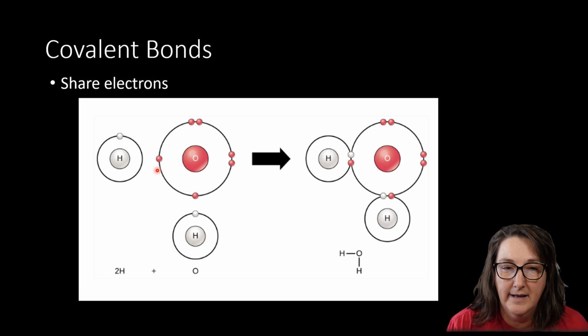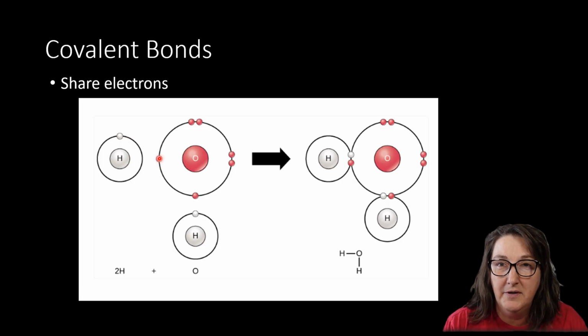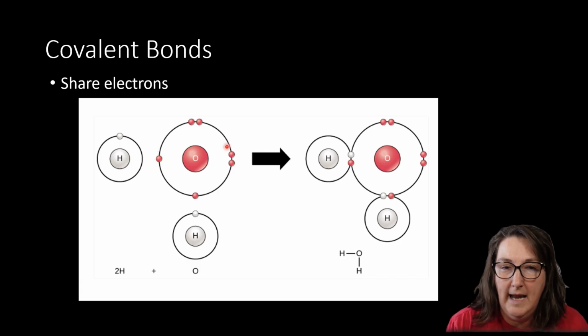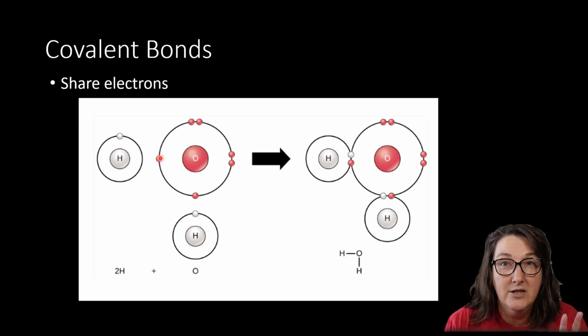So those that are in period 2 down to period 7, which is row 2 down to the bottom, want 8. Oxygen's in period 2, so it wants a full shell of 8. Oxygen has 6 valence electrons: 1, 2, 3, 4, 5, 6. So it needs 2 more.